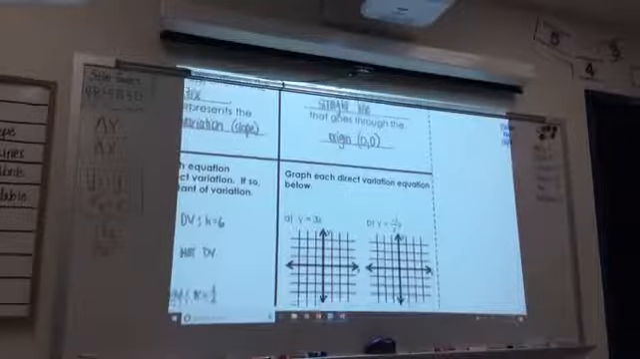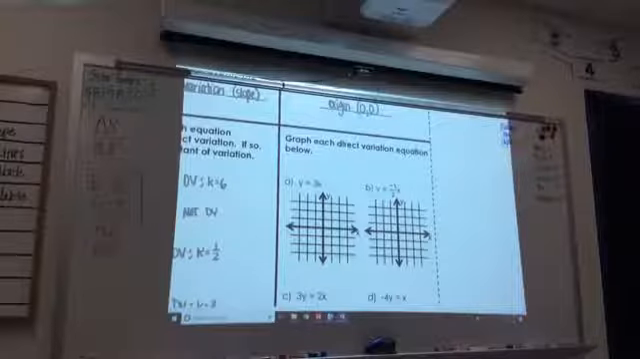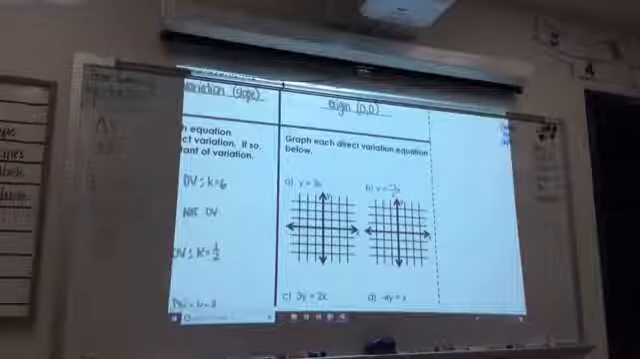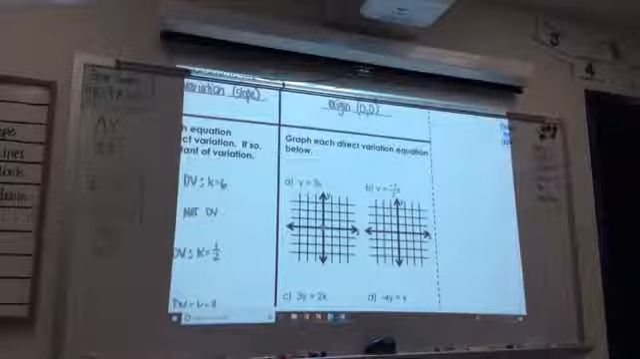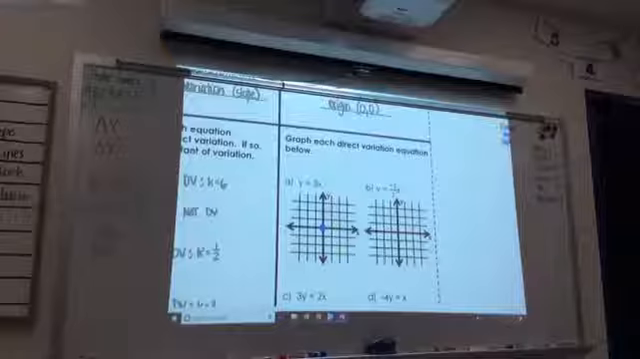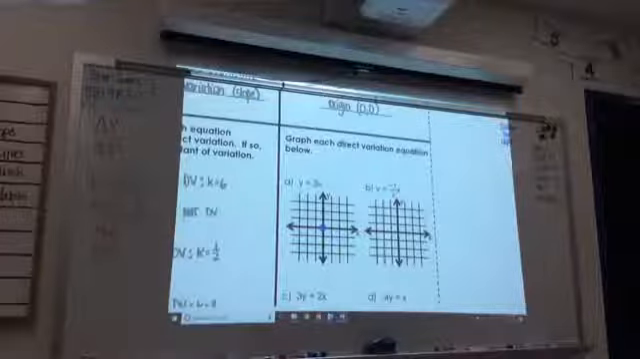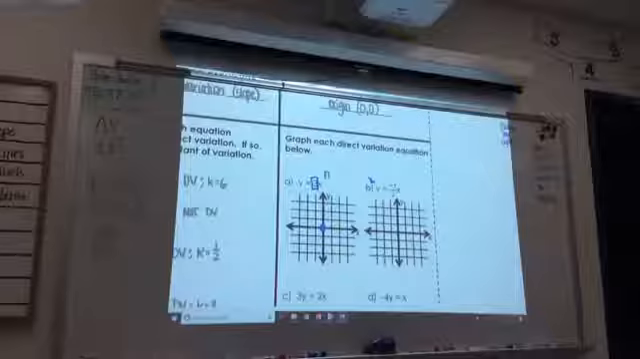Okay? So it tells us to graph each direct variation equation. Well, where do we know they all start? So go put a dot at the origin. I'm going to change my dots to blue. Okay? Now, what other information did they provide me with this equation so that I could graph this problem? Did they give me anything? They gave me slope. What is slope?